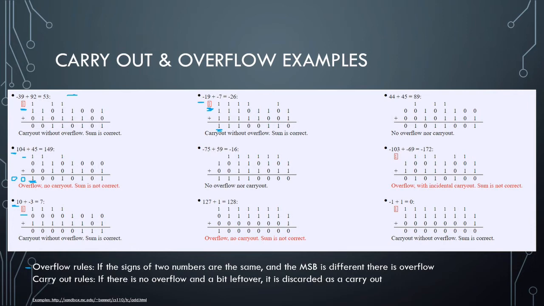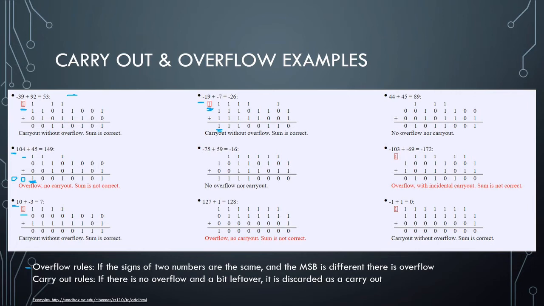Moving on, we'll keep walking through these because I think this is a little bit of a more complicated concept, so I want to make sure we've really nailed it. We have a negative 75 plus a 59. These numbers do not have the same sign, so we don't have to worry about overflow. And we're also not exceeding 8 bits, so there is no carryout either.